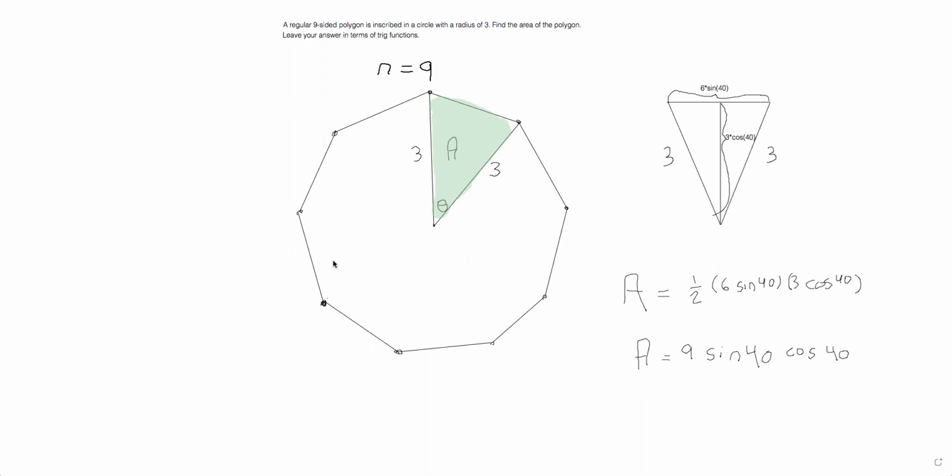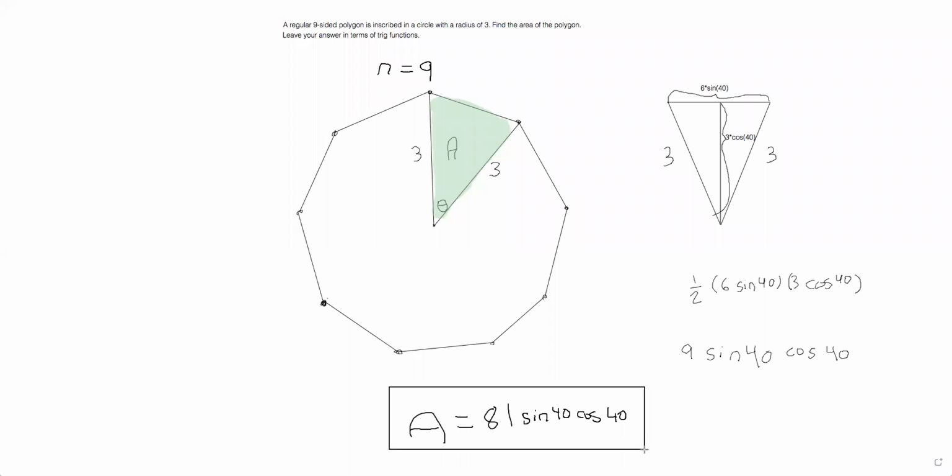So if we do 9 times A, we get 81 sine of 40 degrees times cosine of 40 degrees. So our area, I'm going to change things up a little bit. I'm going to call this capital A, which is now going to refer to the entire polygon and not just one triangle. So this is the area of the polygon in terms of trig functions.